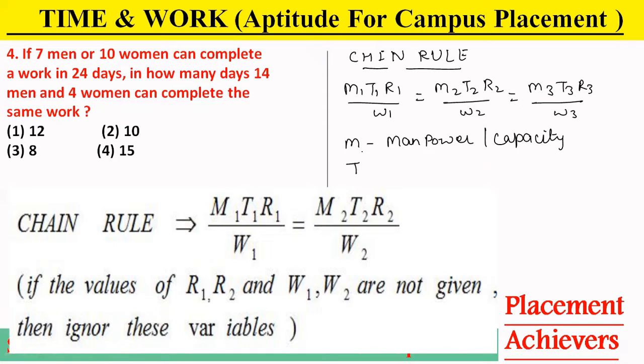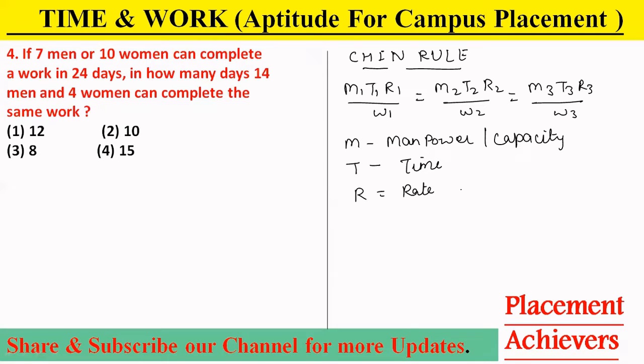T is time. T1 means time for the first situation, T2 means time for the second situation, T3 means time for the third situation, and so on. R means rate here. You can say working 8 hours daily, working 10 hours daily. This is the rate of doing the work. And W is work, like building a 100 meter wall, making 100 chapatis, and planting 200 trees. These all come in the category of work. Okay, guys. So apply here the chain rule.